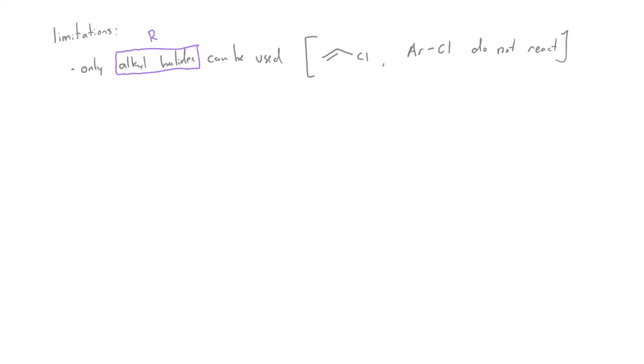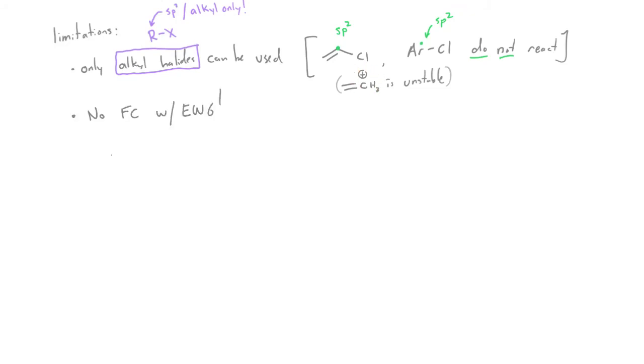What that means is we need to have an sp3 hybridized carbon atom attached to the halide. So unfortunately, in Friedel-Crafts alkylations, we can't use substrates like a vinyl chloride or other aromatic chlorides because they don't form stable carbocation intermediates if a chloride atom were to leave that sp2 position. So that's one limitation. Another one is that we cannot perform Friedel-Crafts alkylations if there's an electron withdrawing group attached to the aromatic ring that we're trying to alkylate.